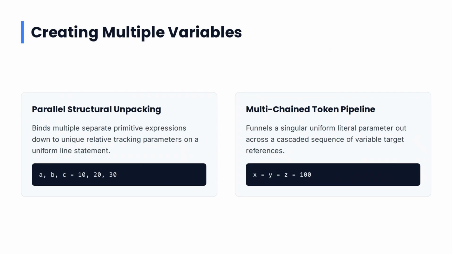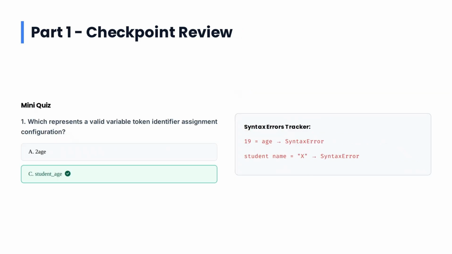Now, creating multiple variables. Parallel structure and unpacking binds multiple separate values to unique variable names, like a, b, c equal to this, but I already talked about it. This is the multi-variable assignment. These are also the names, and how we have to unpack is also something we have to learn. These are the same things we already talked about.